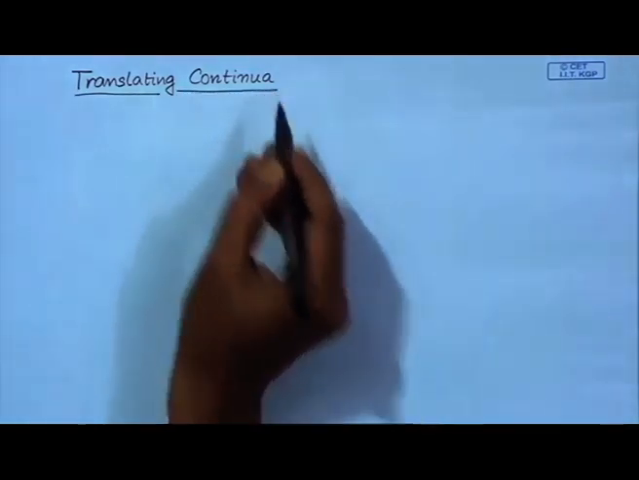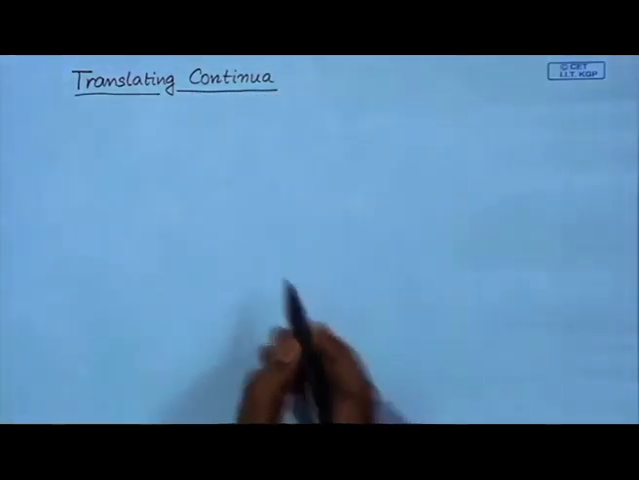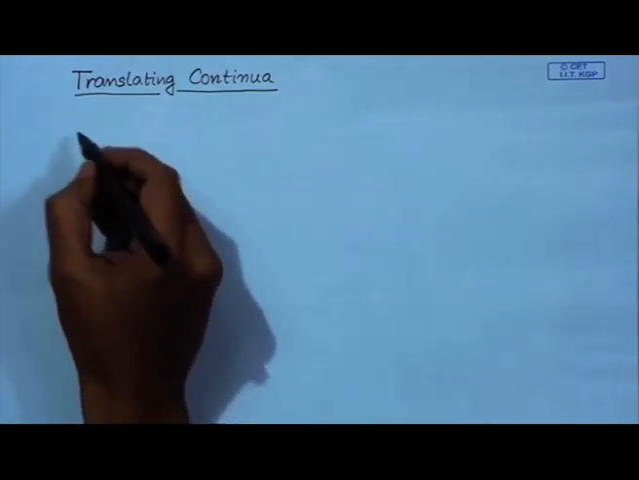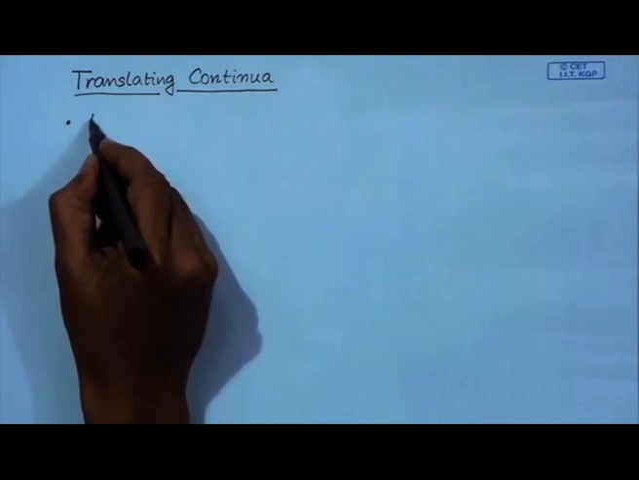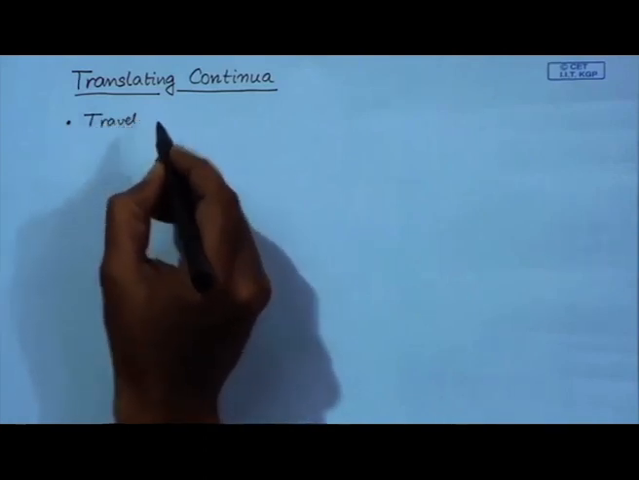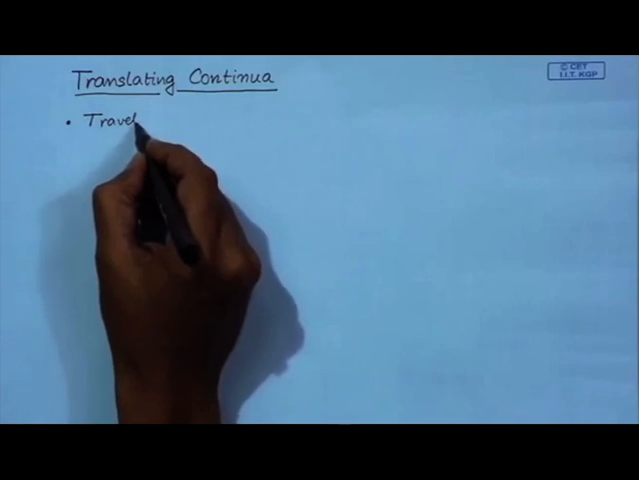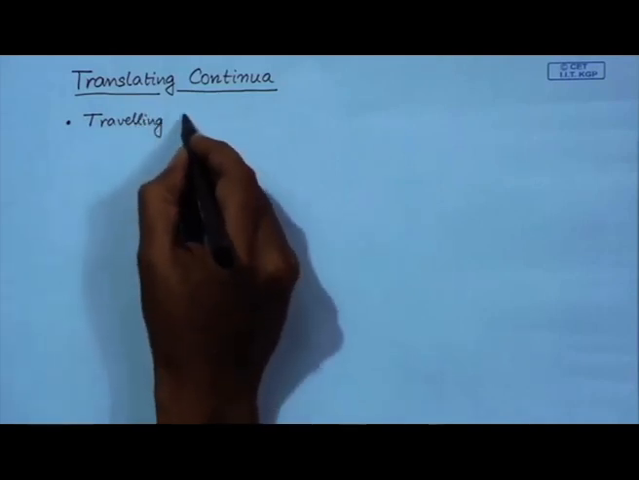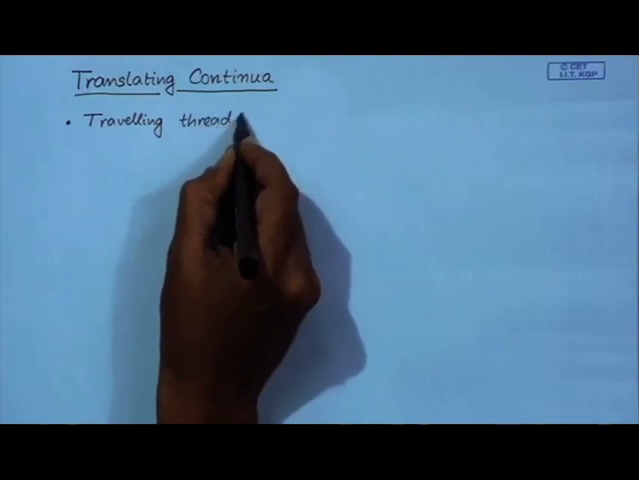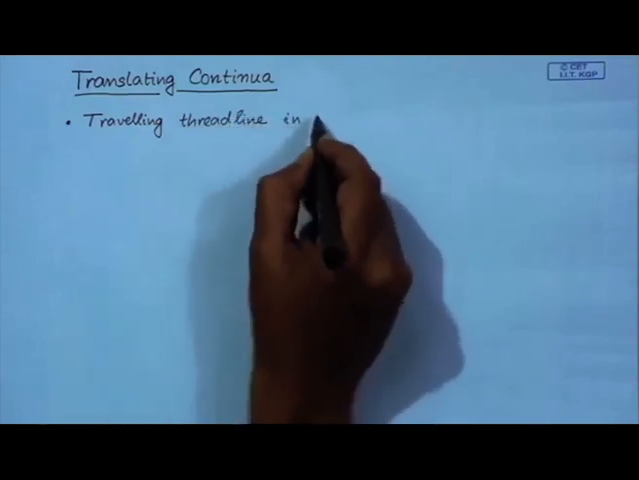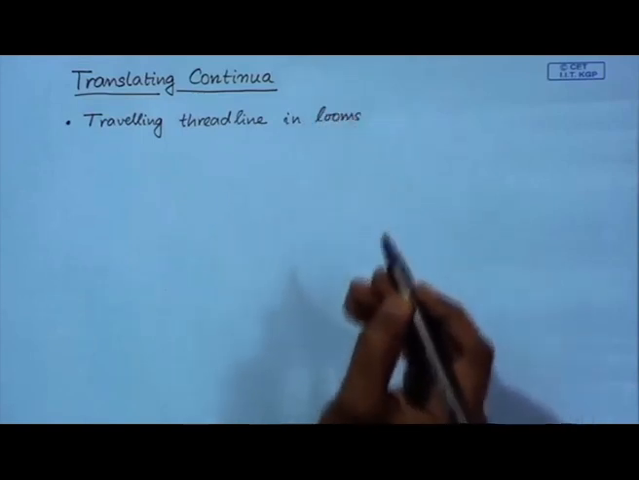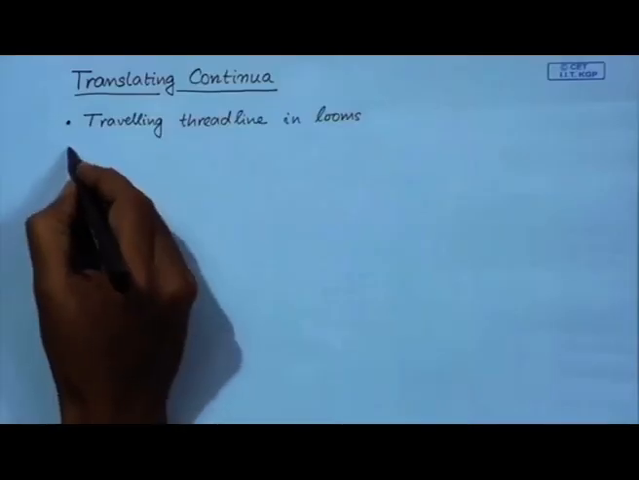So, where do we find a translating continua? A common example is the travelling thread line, in looms. In a travelling thread line, you have a string which is translating, and it can have transverse vibrations. So, this is one example of translating continua.